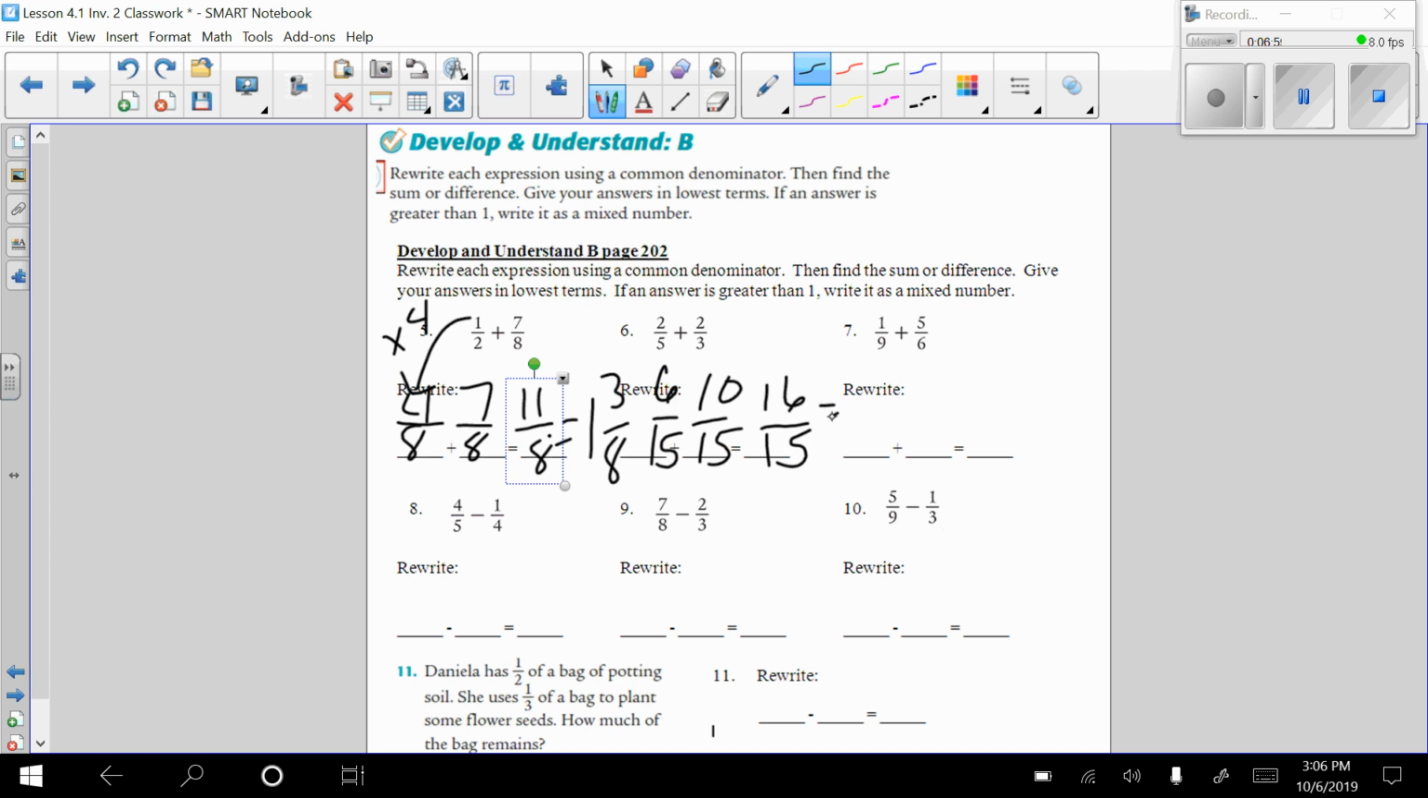Again, it is an improper fraction, so I must rewrite it. How many groups of 15 can I take out of 16? That's 1. I'm going to put it below here, and I have 1/15 left over.